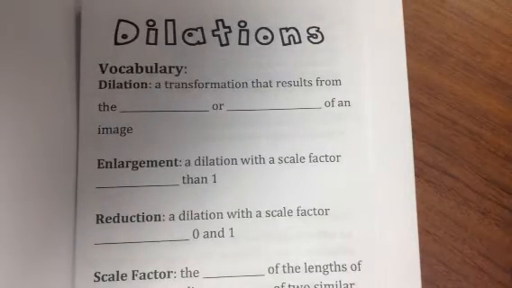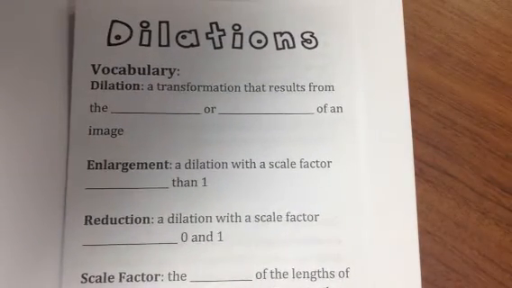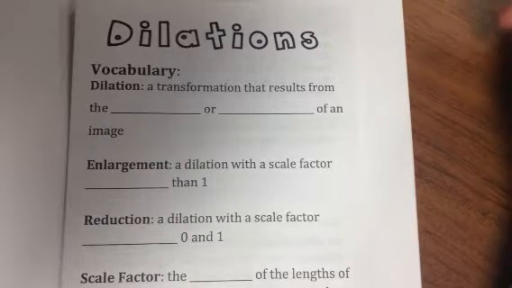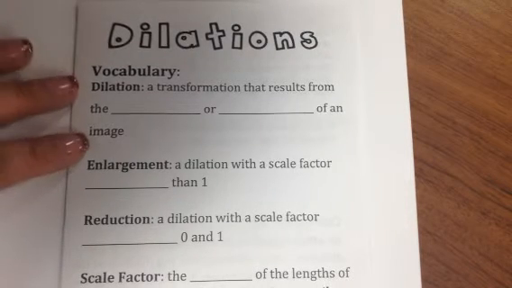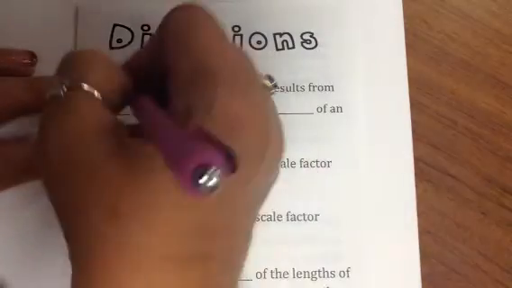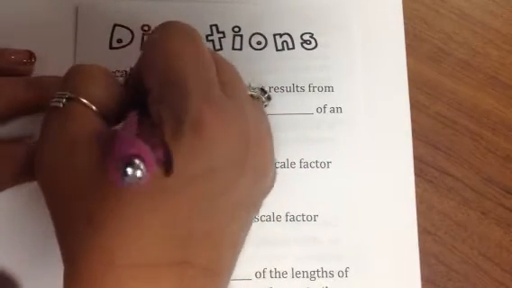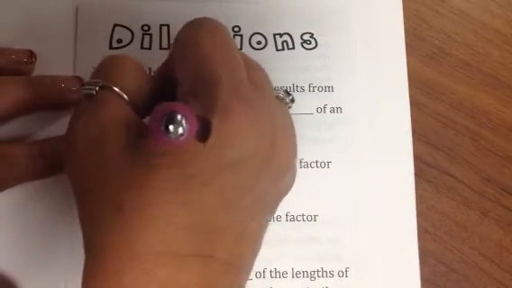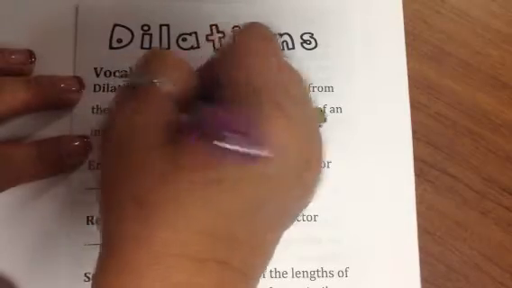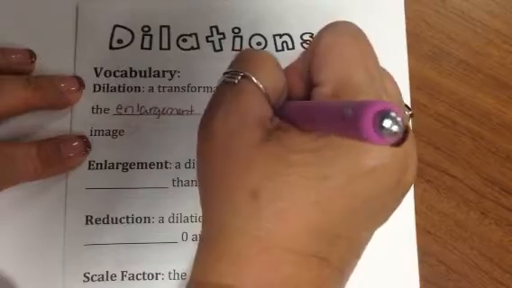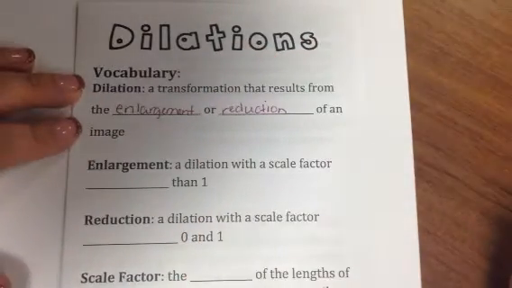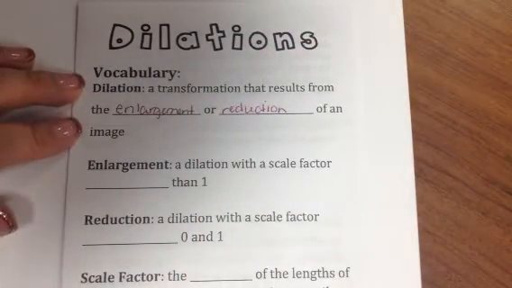Okay, today we're going to talk about dilations, and this is going to move pretty quick because you can go back and forth and you can pause to catch up where you need to. So when we're looking at dilations, a dilation is a transformation that results from the enlargement or reduction of an image. So the image is either going to get bigger or smaller.